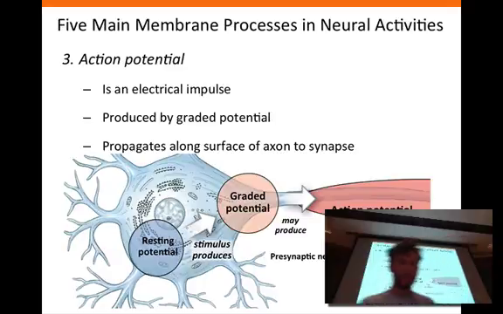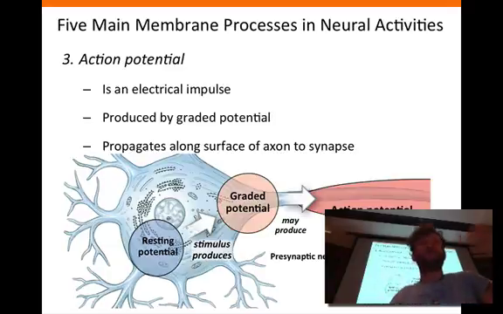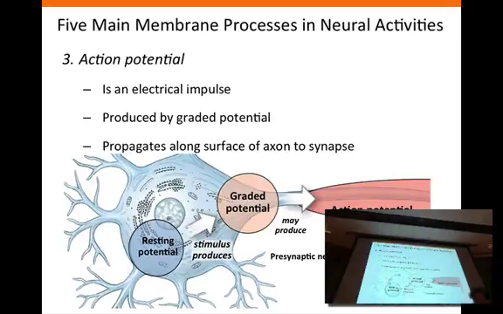Action potential. It is also a change in the transmembrane potential. It's well characterized as an electrical impulse. It's triggered by a summation of graded potentials. It's triggered by them, all right? It is not the sum of graded potentials, but it's triggered by the sum of graded potentials. And we'll see what I mean by that in a bit. What it does is it propagates along the surface of an axon.